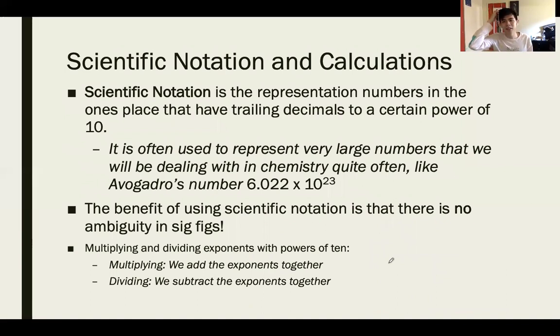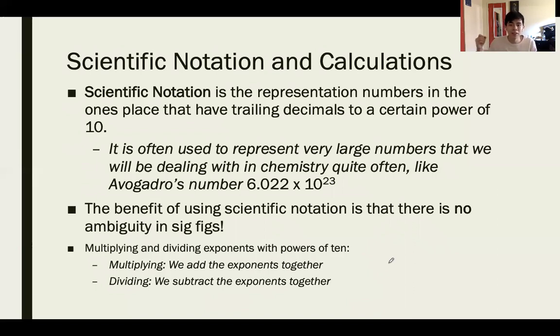Now let's do some scientific notation. Scientific notation is the representation of numbers in the ones place that have trailing decimals to a certain power of 10. Generally, it's often used to represent very large numbers that we're dealing with in chemistry. One in specific that you will be using momentarily is Avogadro's number, which is a massive number to the power of 23.